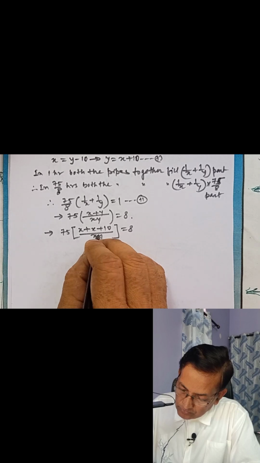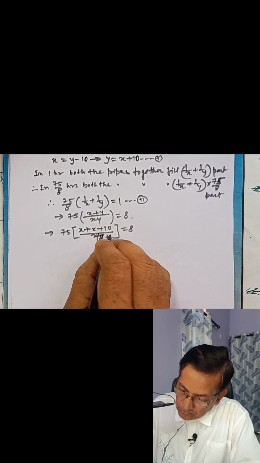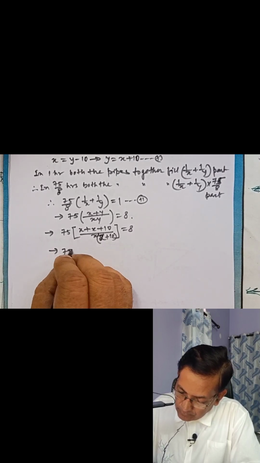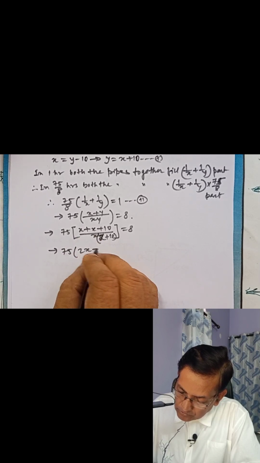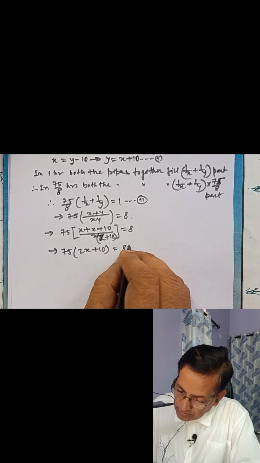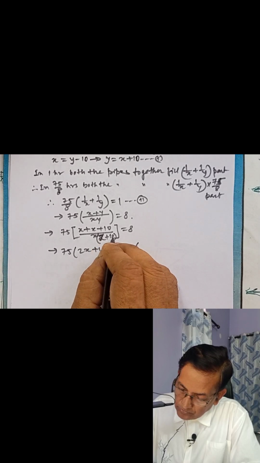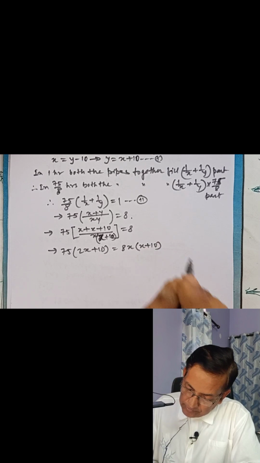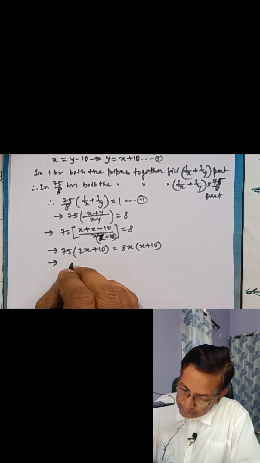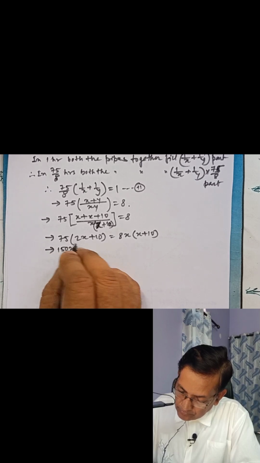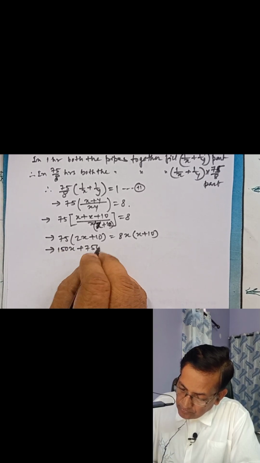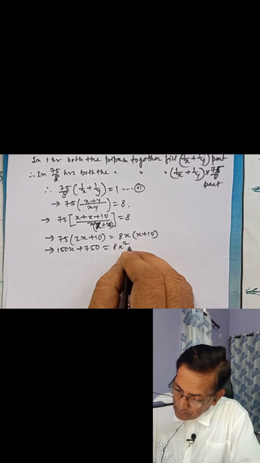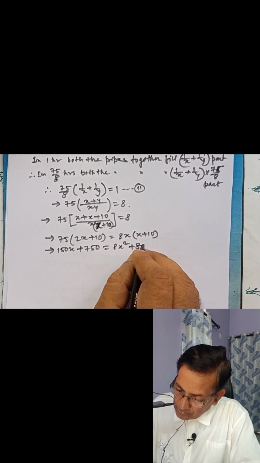Here also we can put y is equal to x plus 10, so 75 into (2x plus 10) is equal to 8x into (x plus 10), or 150x plus 750 is equal to 8x square plus 80x.